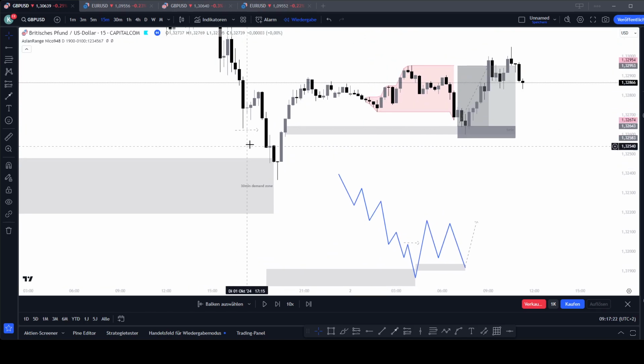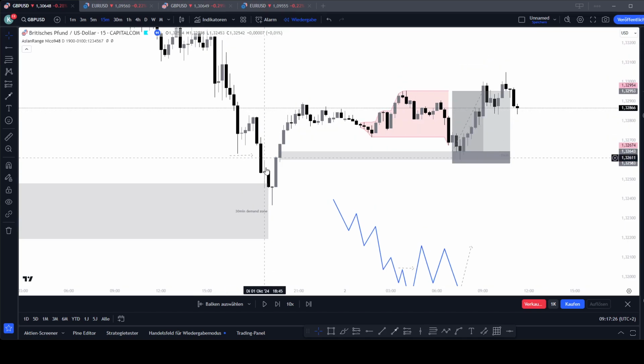Okay, price came in, created this lower low, lower high. Price then broke structure to the downside, entered this 30-minute demand zone, brought in a reaction which changed structure to the upside, telling us there's a potential for a buy here, guys.